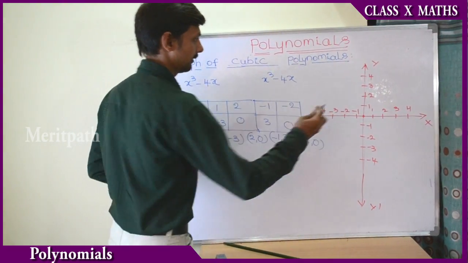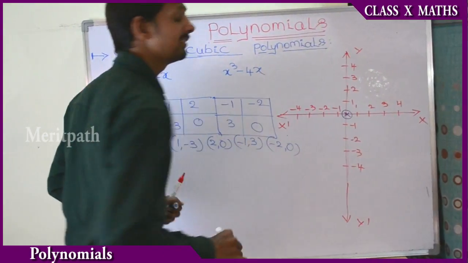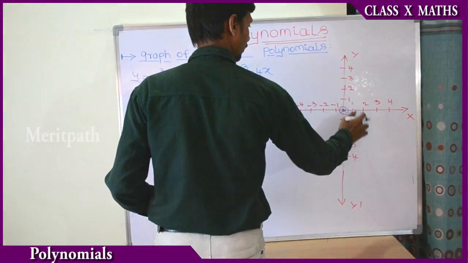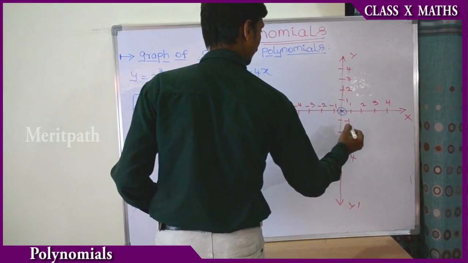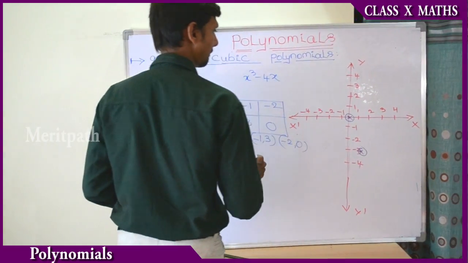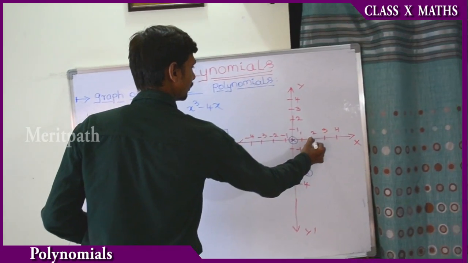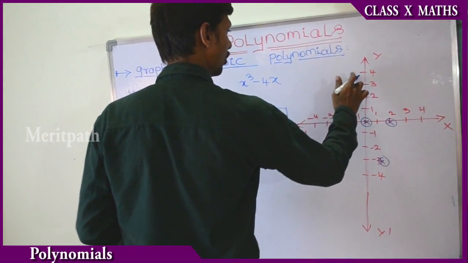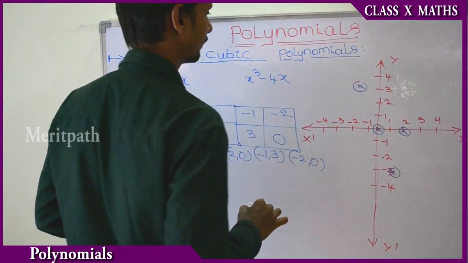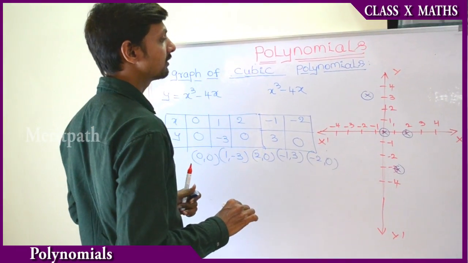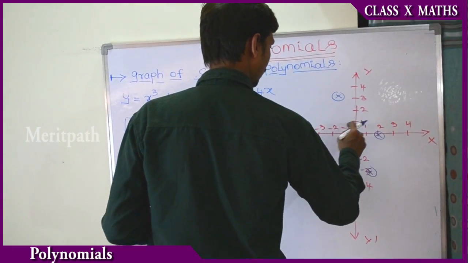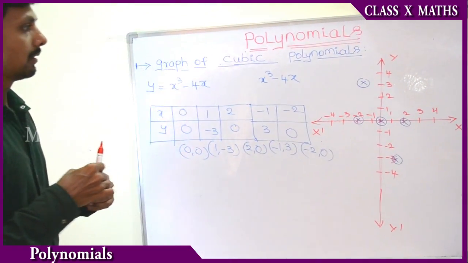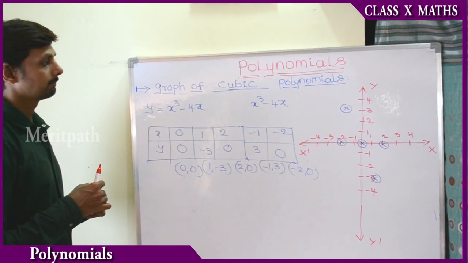0, 0. This is the point of intersection of the x-axis and y-axis. 1, minus 3. And then 2, 0. And minus 1, 3. And minus 2, 0. Here. Let us join all the points.